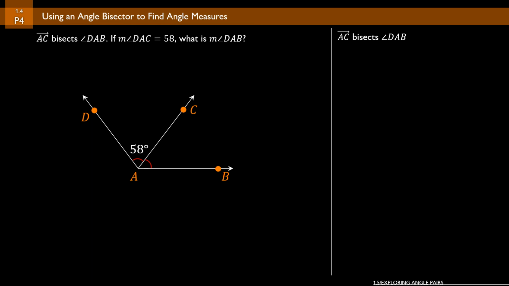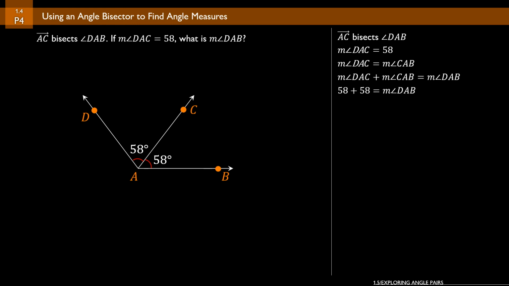So we know that angle DAC is also congruent to 58. We also know that angle DAC is congruent to angle CAB, so we know that that angle's measure is also 58 degrees. If we add the measure of angle DAC and the measure of angle CAB, we're going to get the measure of angle DAB. So we're going to substitute in 58 and 58, and that gives us 116 equals the measure of angle DAB.